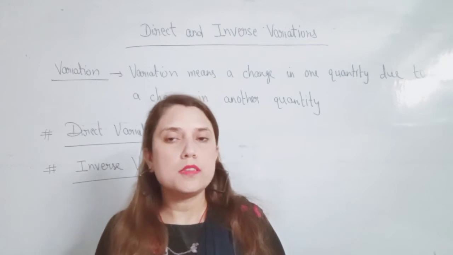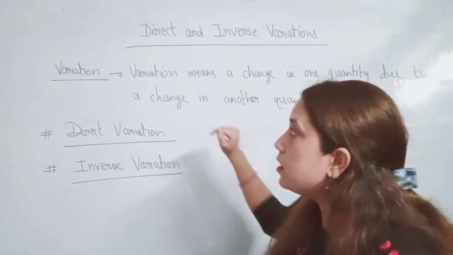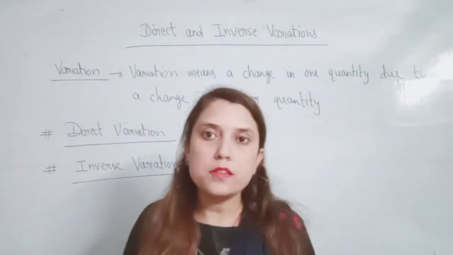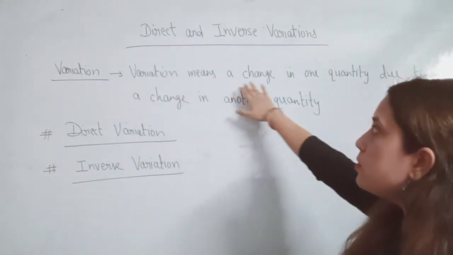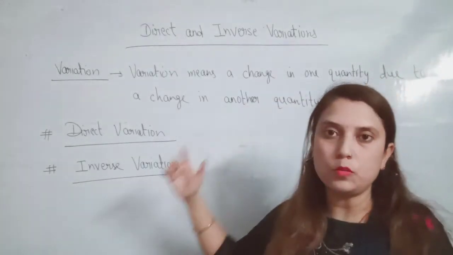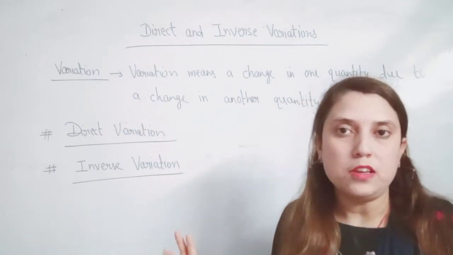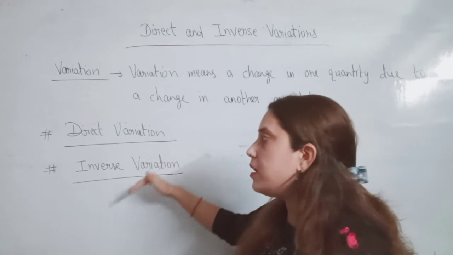Today we are going to start the chapter of class 8, direct and inverse variation. So first thing, what is the variation? Variation means a change in one quantity due to a change in another quantity. Okay, and there are two types of variations, direct variation and inverse variation.